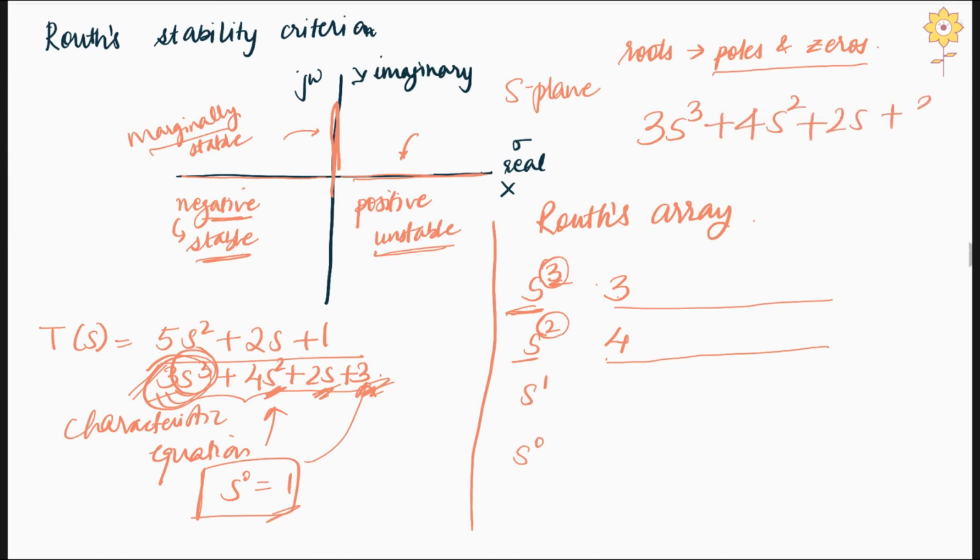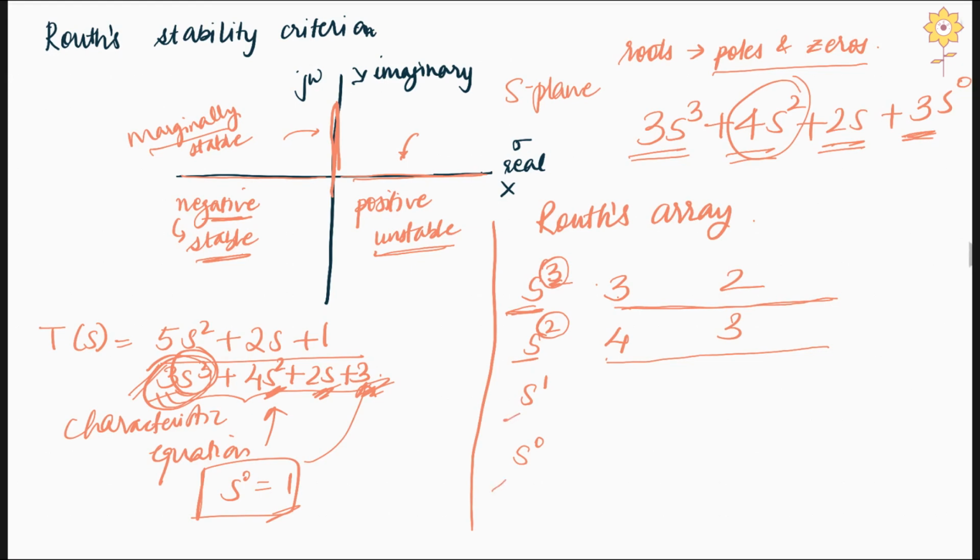So, as I told you, numbers which have an odd power of s will be in this particular row. So, we have 3, then we have 2, and then here we have 4. Even powers of s, and here this is s raised to 0. So, with the help of the characteristic equation, we have filled the first two rows. Now, we will have to fill the remaining rows as well.